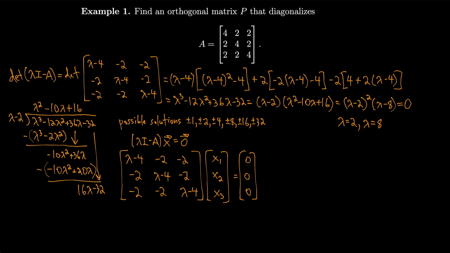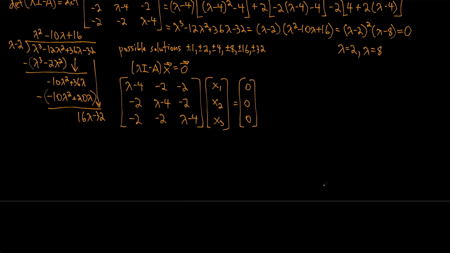So then we have to do this for lambda equals 2 and for lambda equals 8. So let's do lambda equals 2 first. I'll set lambda equal to 2 in the equation that we just wrote, and I'll get minus 2 in every entry. I'll join that 0 vector to it, and I'll put this matrix in reduced row echelon form.